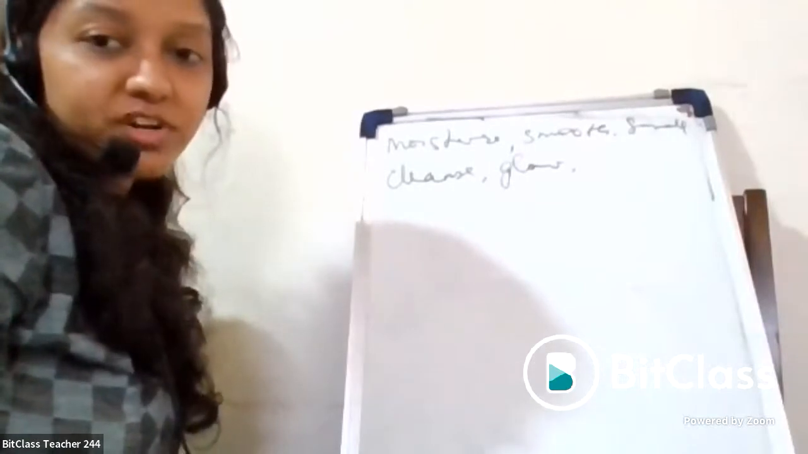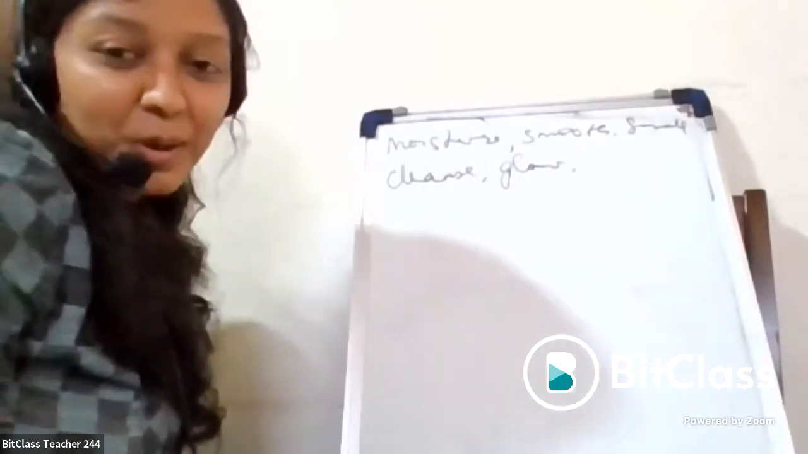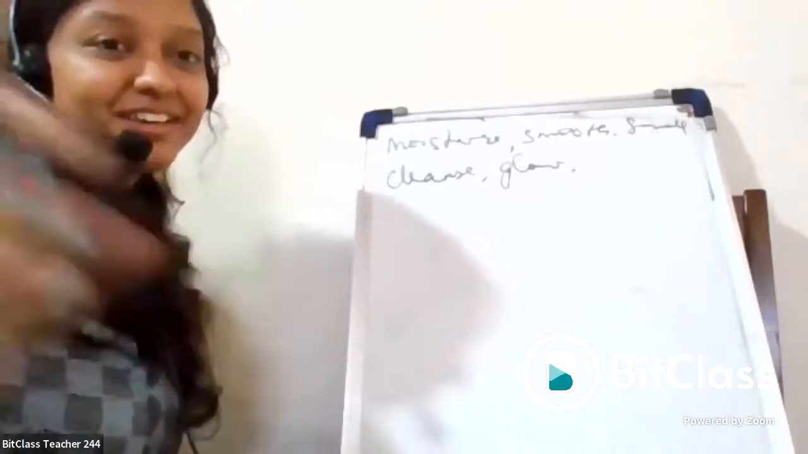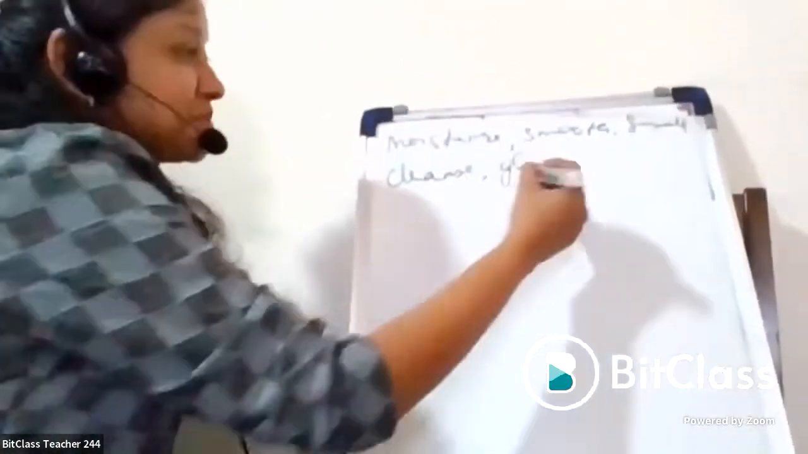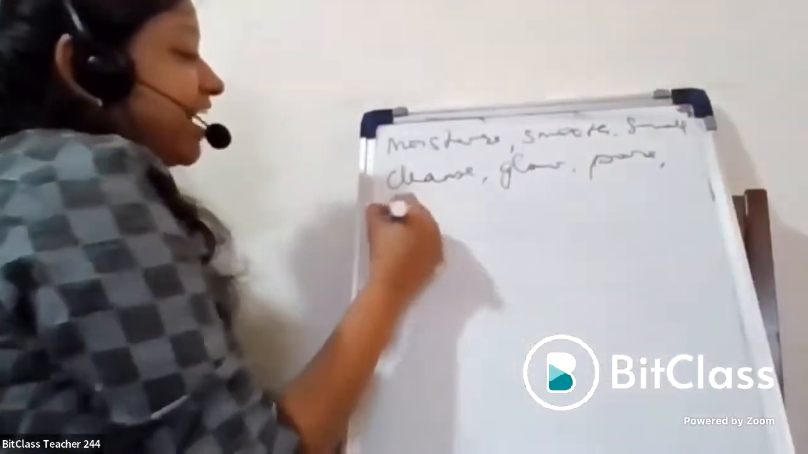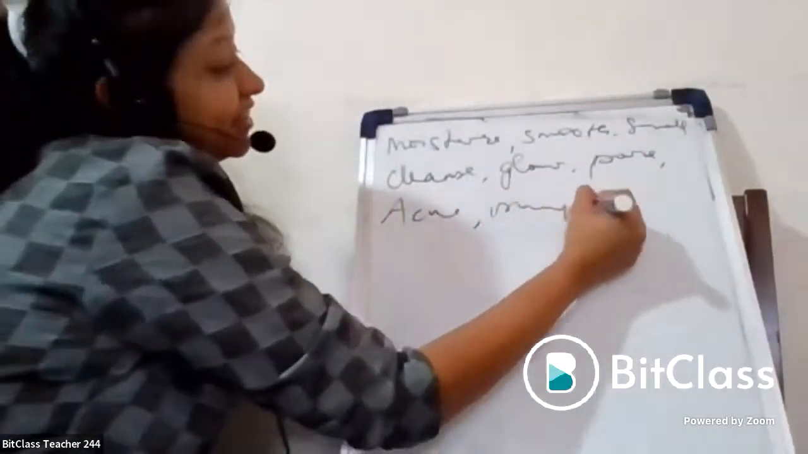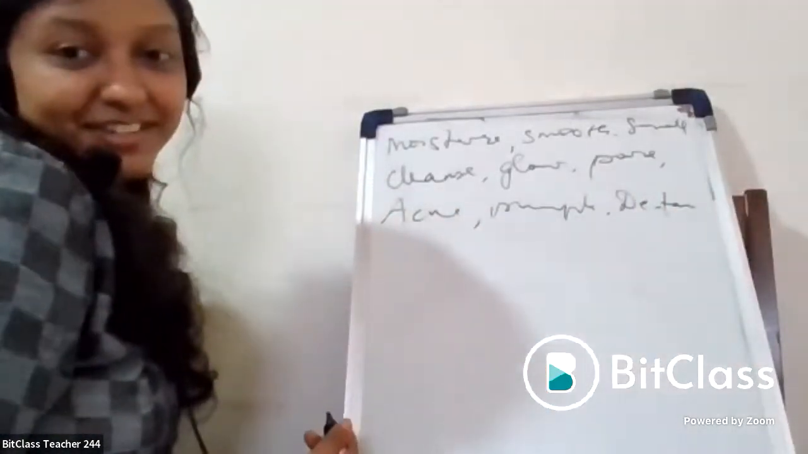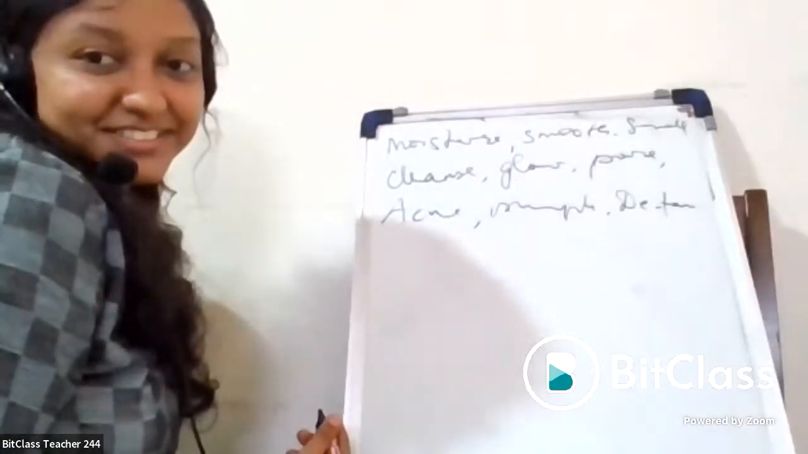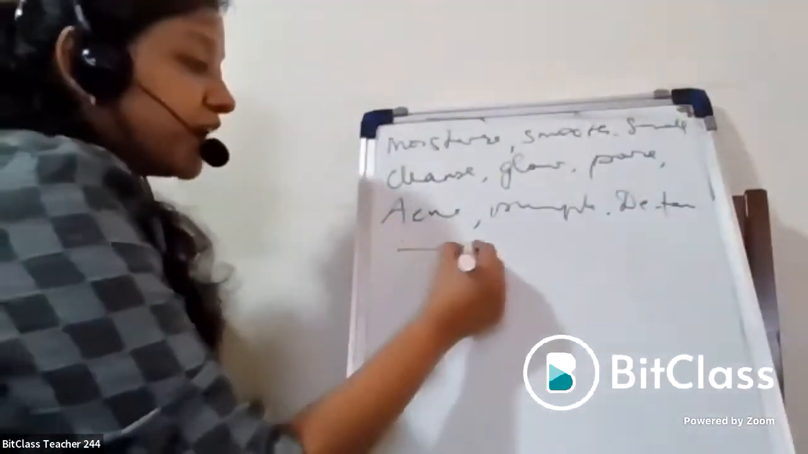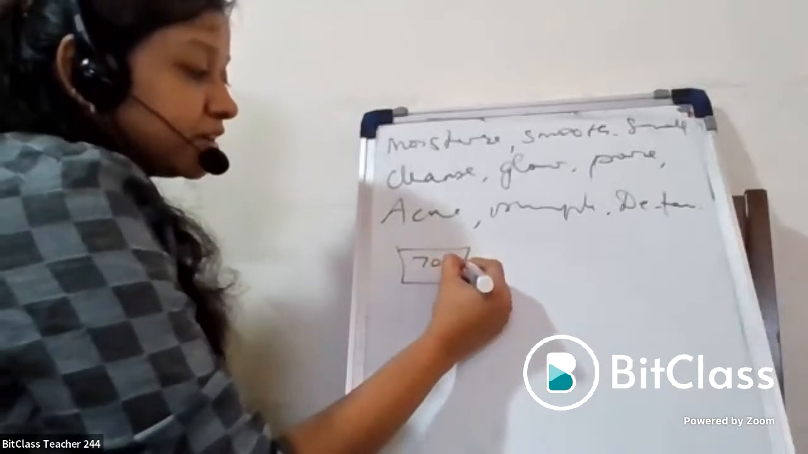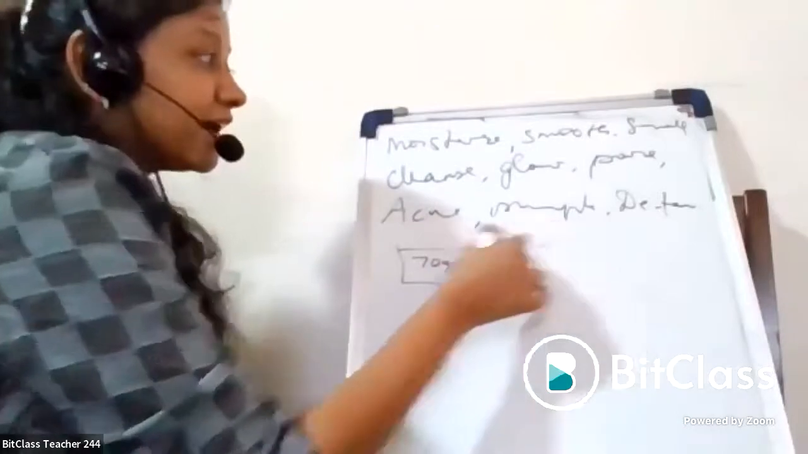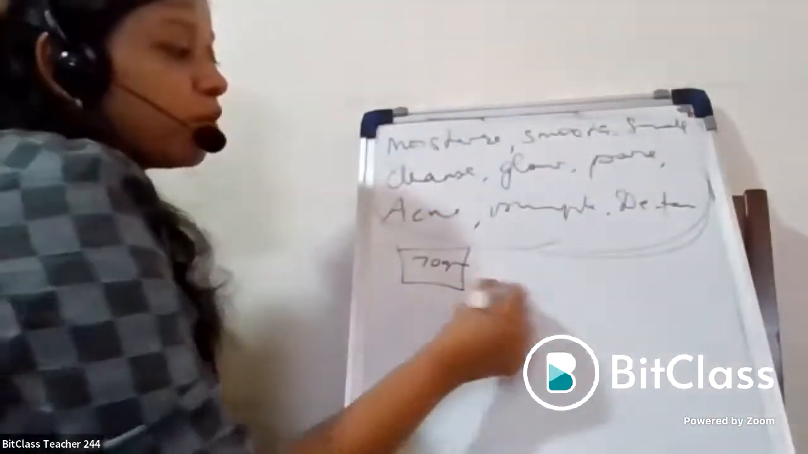What do you expect? You don't want anything. A lot of options are there, right? Pore cleansing, acne, pimple. Then you have detan. So a 170 gram bar should work like a Superman, create all the benefits that you need.